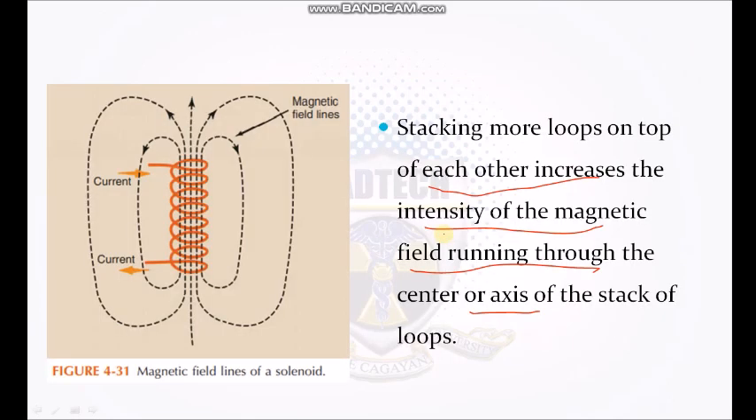No? So when you try to create a loop of wire, for example this one, a loop of wire is simply called a solenoid. Okay, so solenoid ni siya, kaning coil, coil of wire, or loop of wire. So stacking more loops on top of each other increases the intensity of the magnetic field running through the center or axis of the stack of loops.